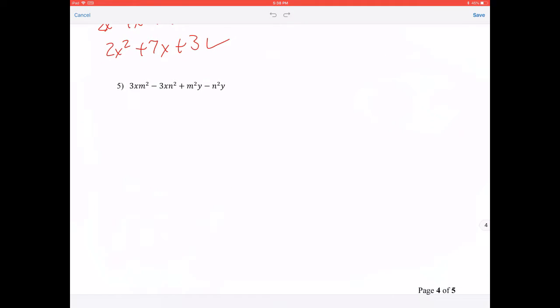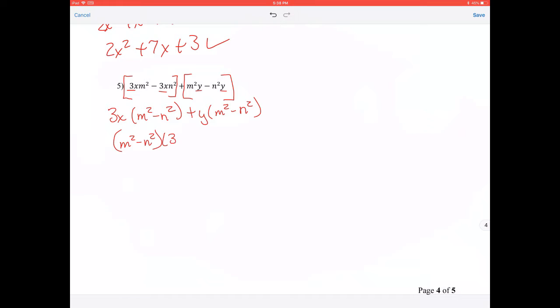And the next one is another factor by grouping. I'm going to group the first two terms together and the next two terms together. Out of the first two terms, I pull out the greatest common factor, which is 3x, and I'm left with m squared minus n squared, plus y, and I'm left with m squared minus n squared. I pull out the m squared minus n squared, and I'm left with 3x plus y. I factor the m squared minus n squared into m minus n times m plus n, and I'm left with the 3x plus y.